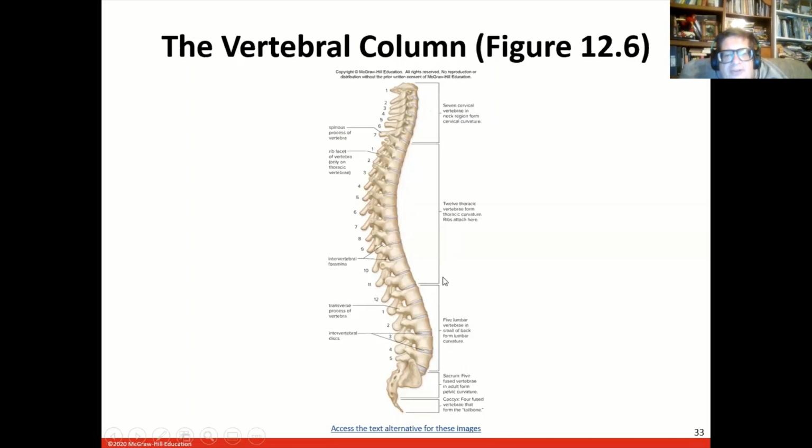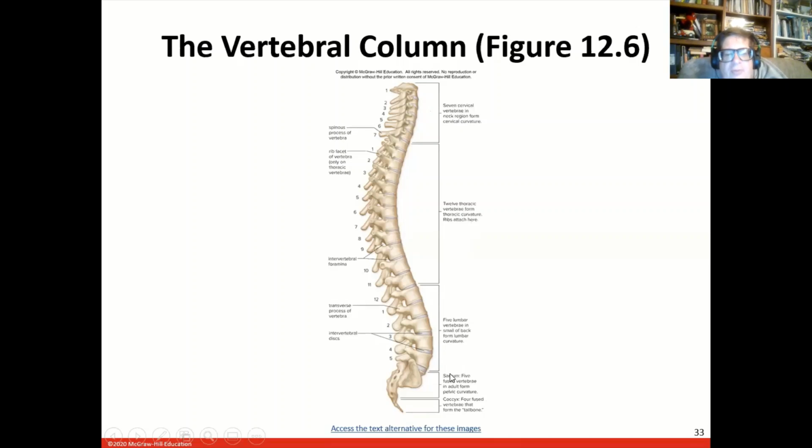The thoracic vertebrae are the ones in the thorax, the rib cage, and the upper back. Those are 12 thoracic vertebrae. Below that, we have the lumbar vertebrae. Those are the lower back.